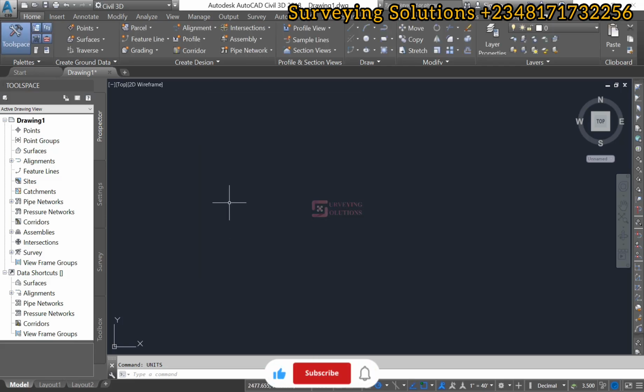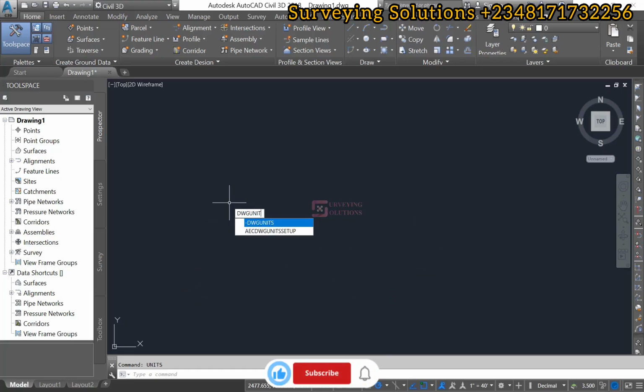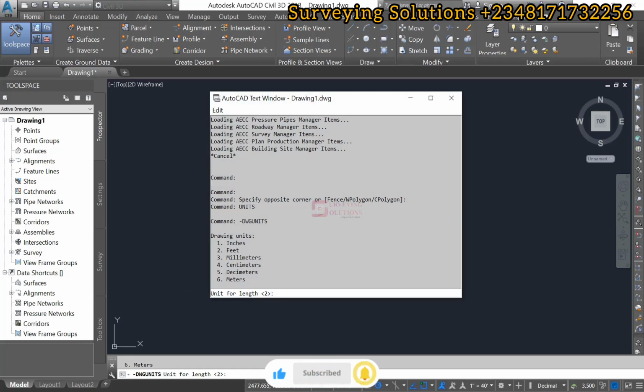So I did this on a particular project, but as I proceeded I saw that the units that I was having were in feet, right? So what did I do? I now use this DWG unit command to confirm what the AutoCAD drawing unit is, like what the AutoCAD template is. So when I did that, I realized that by default the template was running on feet.